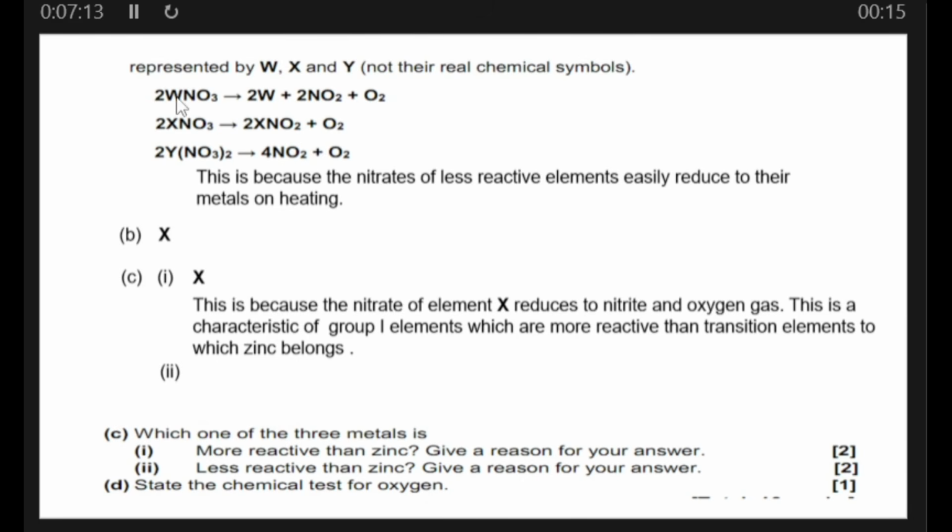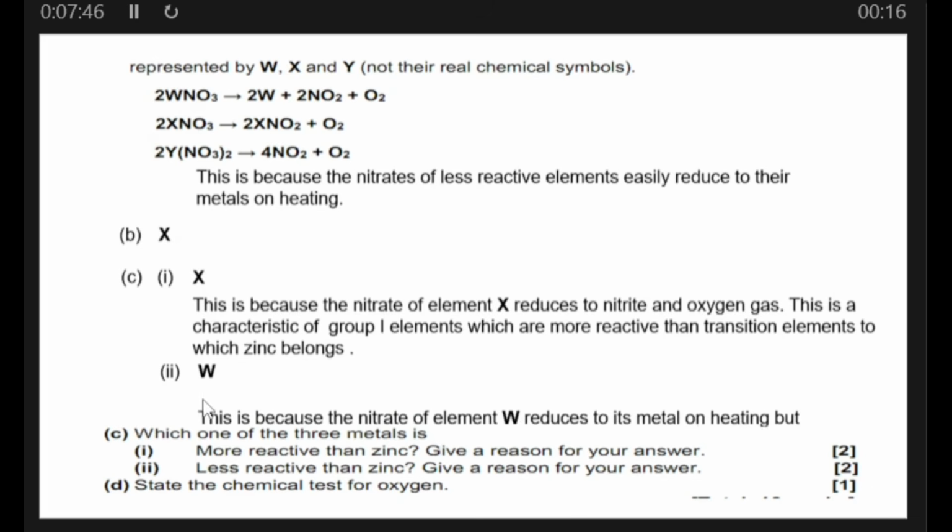Then part 2 here, where they're saying less reactive than zinc. Between W and X, it is W which is less reactive than zinc. The reason is that when this one is heated, it gives us the metal, nitrogen dioxide and oxygen gas. However, the nitrate of zinc, when heated, gives us zinc oxide, nitrogen dioxide, and oxygen gas. So this one is less reactive.